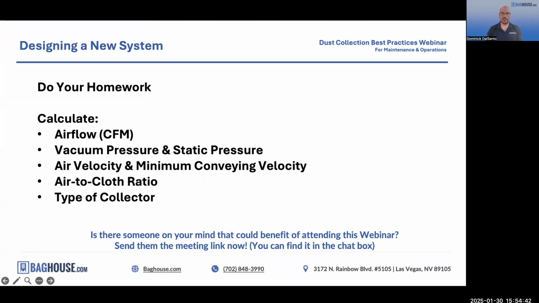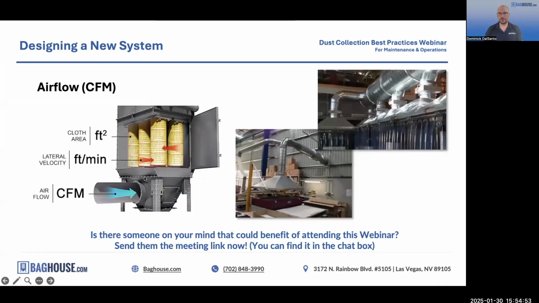So let's talk about a couple of these concepts as we go through, and you'll see what we can research and why it's important. So the first one, if we go to our next slide, is airflow. So airflow through the system is the whole reason we have the baghouse, right? We're looking to move a certain amount of air that's contaminated with dust and filter it. So how much airflow do you need? How much CFM, cubic feet per minute of air, does your system need to handle?